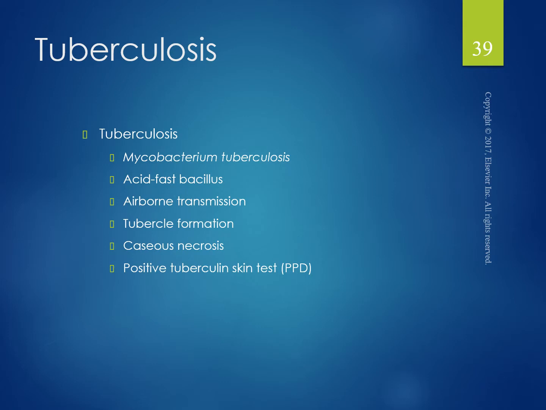And when they're talking about this caseous necrosis, that's something that you're going to see when they're looking under the microscope for TB. It's part of the TB granuloma. They will actually see this certain cell that's necrotic when they're looking at TB.